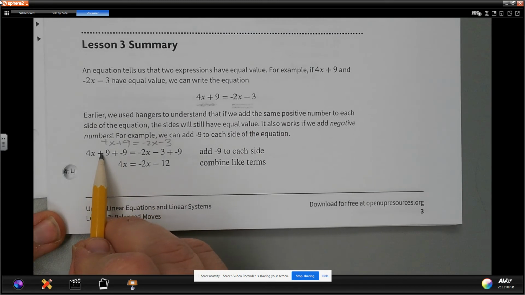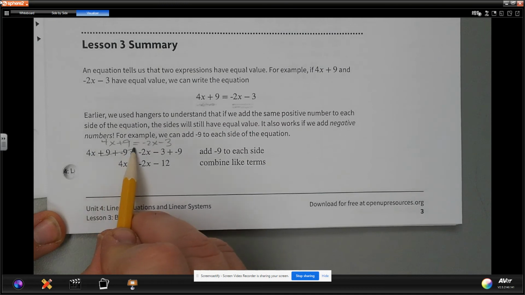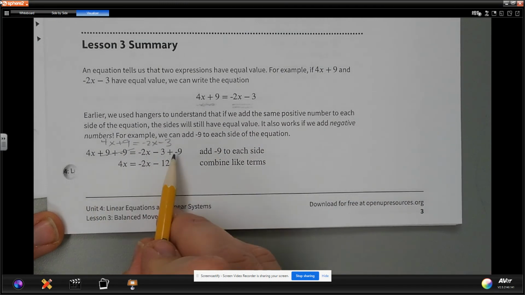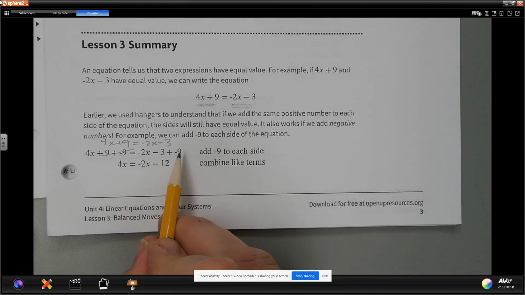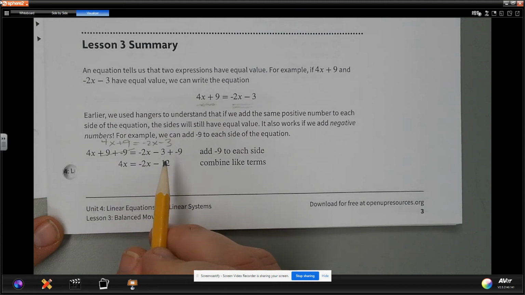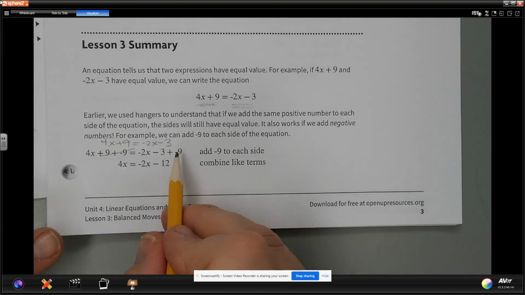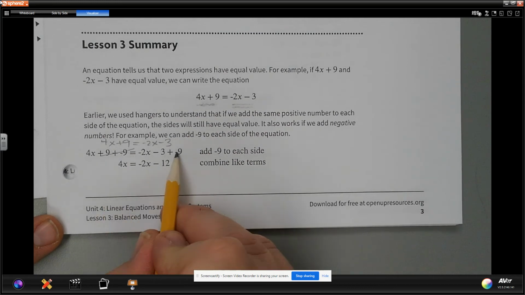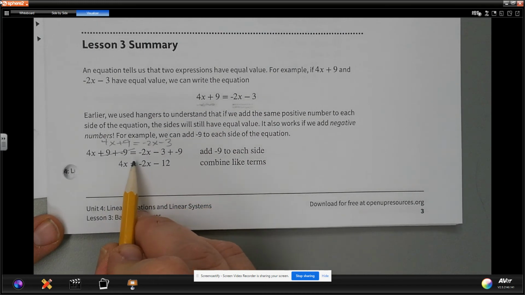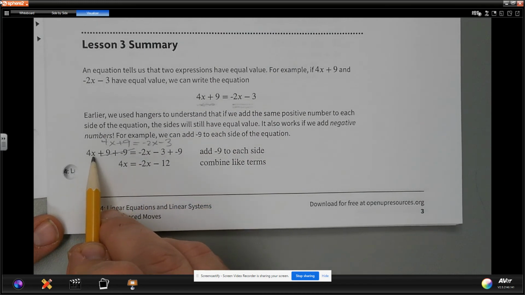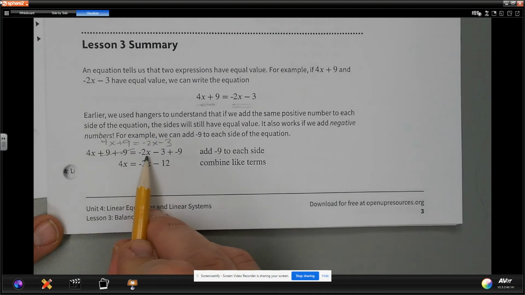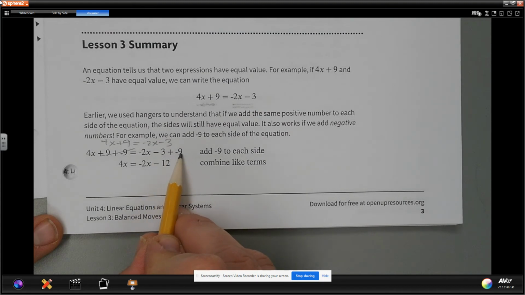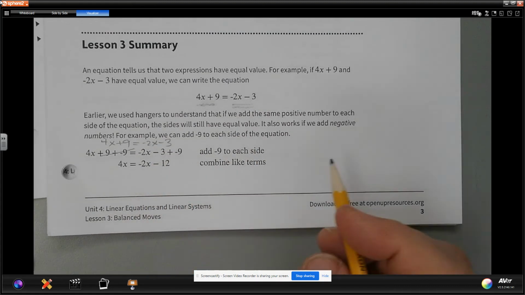And to eliminate that, because 9 plus a negative 9 is 0. But we can't forget to do the exact same thing over here on the right side because of equality. We have to maintain that property of equality by adding the same value to the other side, which means that we end up with 4x all by itself here on the left. The minus 2x hasn't changed yet either. And then we have a minus 3, or minus 3 plus a minus 9, which gives us a minus 12.